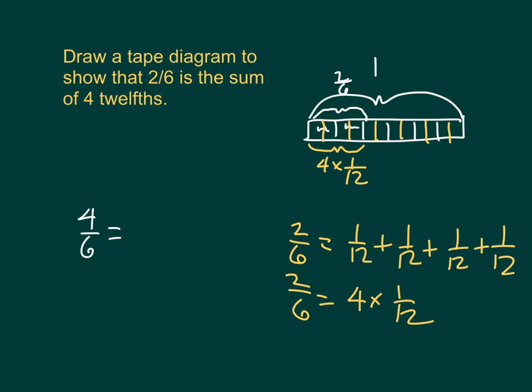What would 4 sixths equal? There's 2 sixths, right? Wouldn't it be the same amount? Another 4 twelfths. So 4 sixths is equal to 8 twelfths. What do you notice? We had 2 sixths equaling 4 twelfths, and 4 sixths equaling 8 twelfths. Do you notice that each of those is doubled? 2 times 2 does equal 4. 6 times 2 does equal 12. We went from 6 to 12, where we doubled that.